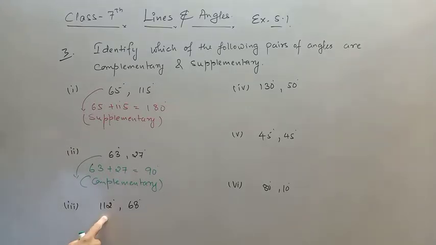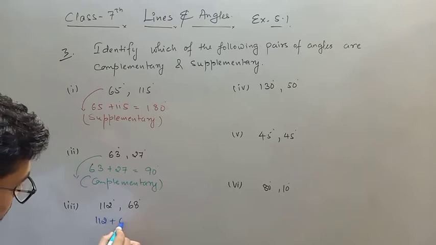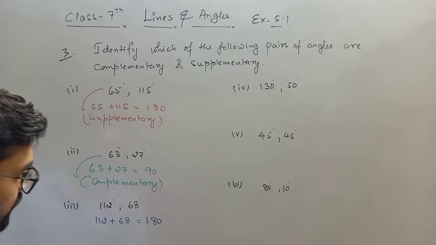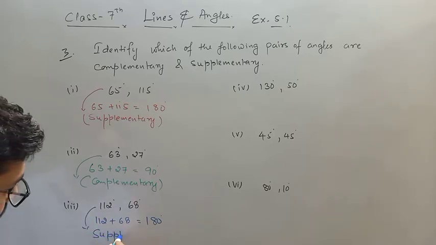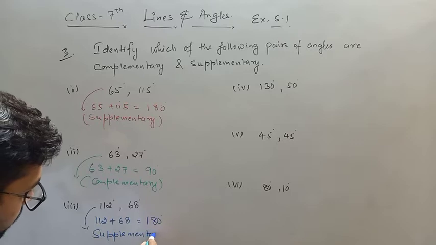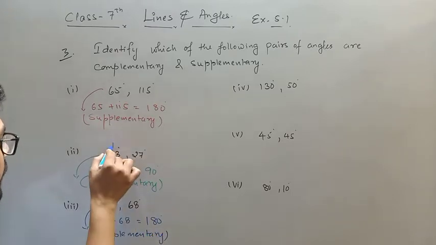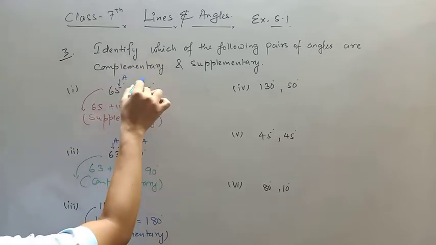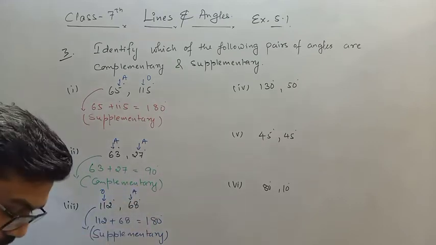Now 112 and 68. Add these two values. What will you have? 112 plus 68. 8 plus 2 is 10, 6 plus 1 is 7, plus 1 is 8. The sum is 180 degrees. So this is a pair of supplementary angles. You can even see from here, this is an obtuse angle and this is an acute angle, right?